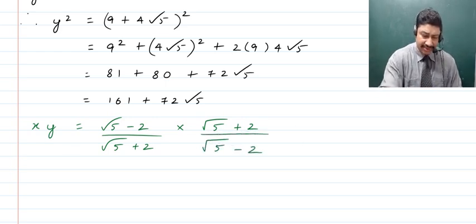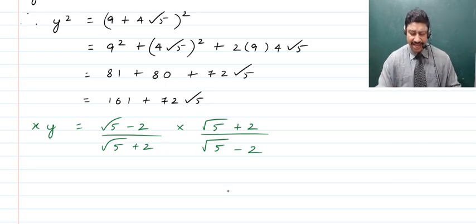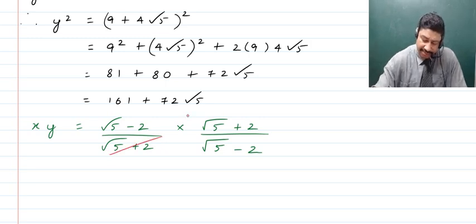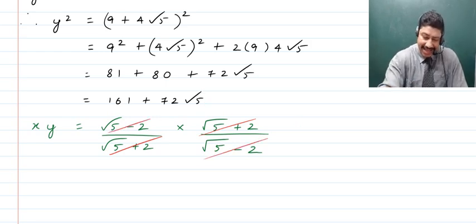Now children, here we see that there are terms which are identical and which will easily get cancelled as they are in multiplication. So obviously root 5 plus 2 will get cancelled with root 5 plus 2, and root 5 minus 2 will get cancelled with root 5 minus 2. As such, you will get 1, which will be the value of xy.